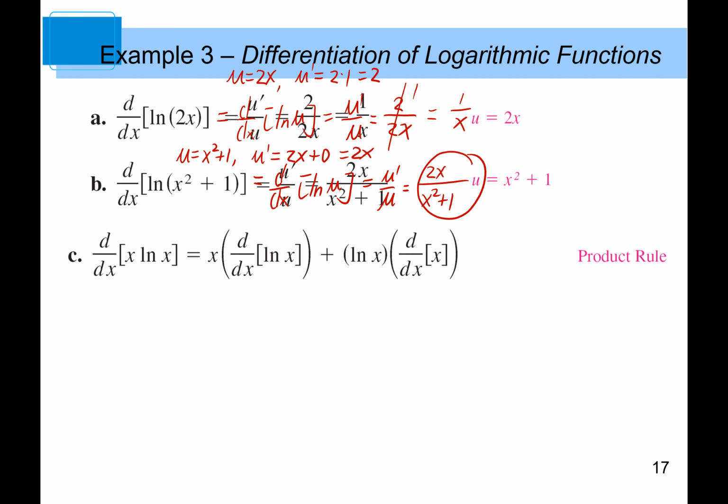Third one, we're going to use the product rule. So here we find the derivative of x times ln of x. So u is x. That means u prime is 1. v is ln of x. Then v prime is just going to be 1 over x. Now we apply the product rule, u prime v plus u v prime.